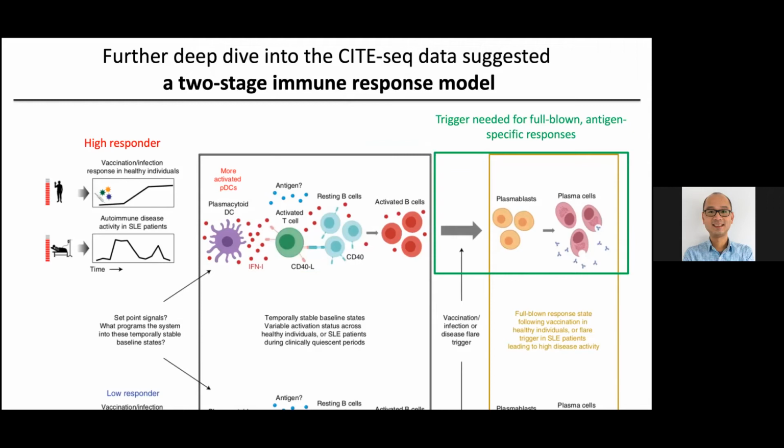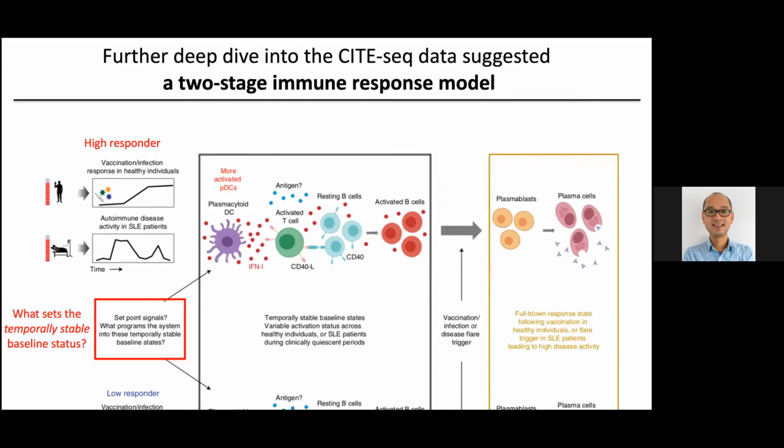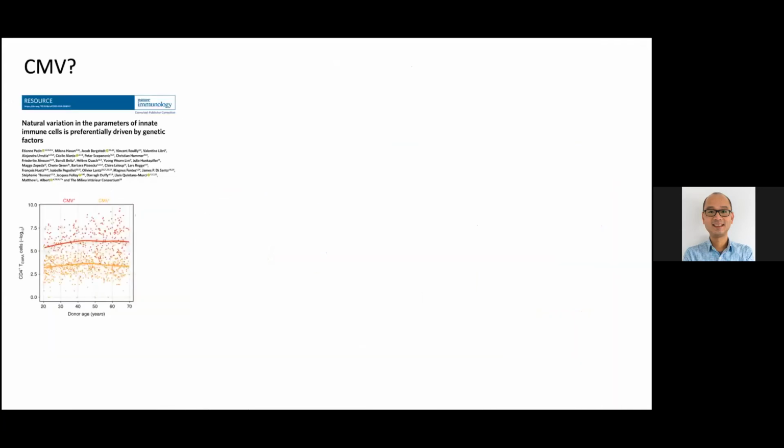In this case, like I've told you in the example, you need a vaccine, or you need some flare trigger in the case of autoimmunity, to drive this full-blown antigen-specific response, resulting in B cells and antibody production, right? What we still don't know is what sets such a temporally stable baseline set point state. What exactly is maintaining this state in these individuals? One potential source we looked into is chronic viral infections that some of us have, for example CMV. About 50% of the population have this kind of latent dormant virus in the system.